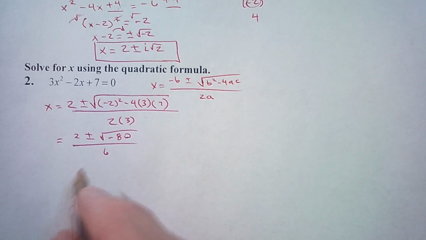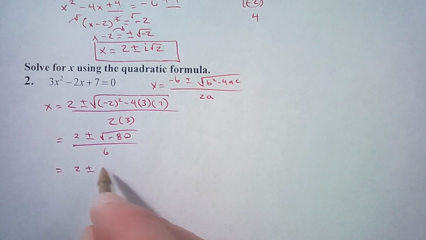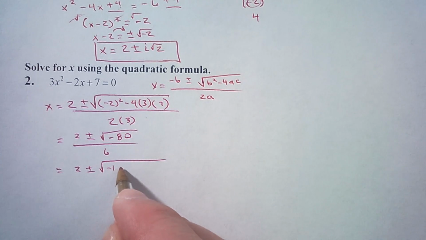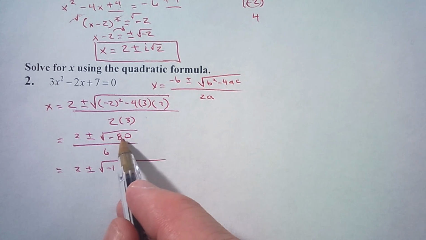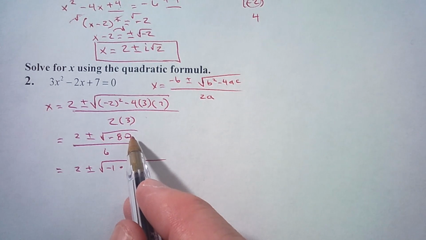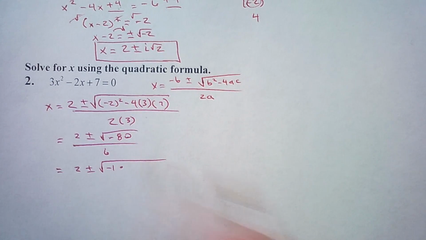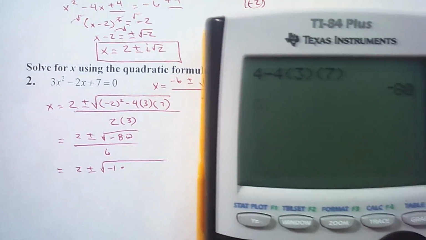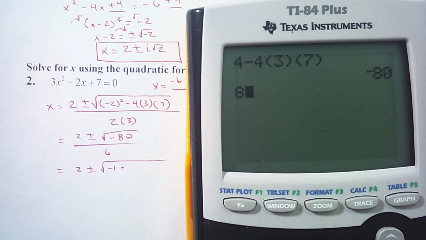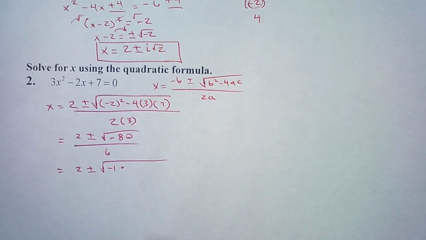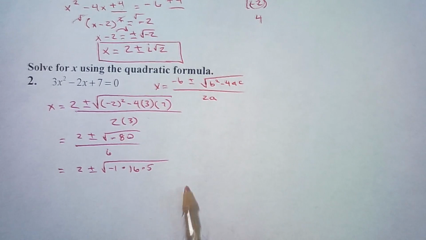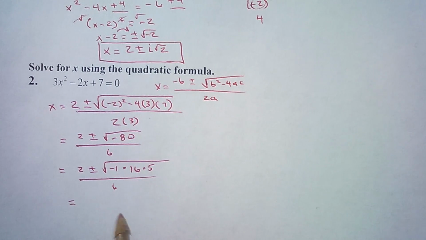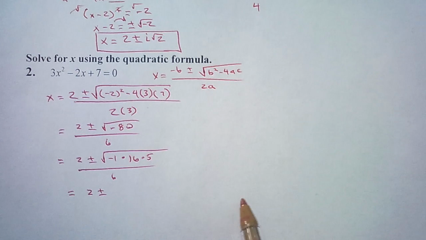Okay, so that square root of 80 we need to simplify. So we have 2 plus or minus the square root of negative 1 times 80, we need to see if any square numbers go into 80. 4 is a square number that goes into 80. Let's see if any bigger square numbers go in. 9 isn't going to go into 80. How about 16? 80 divided by 16. Okay, 16 times 5. So I've got a square number here times 5. Okay, all over 6.